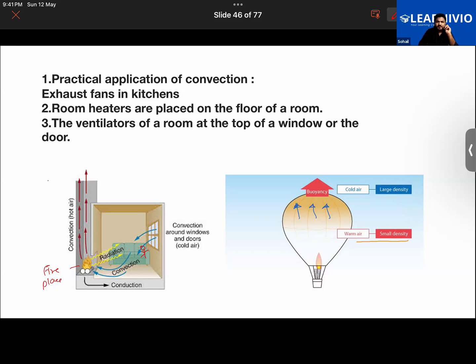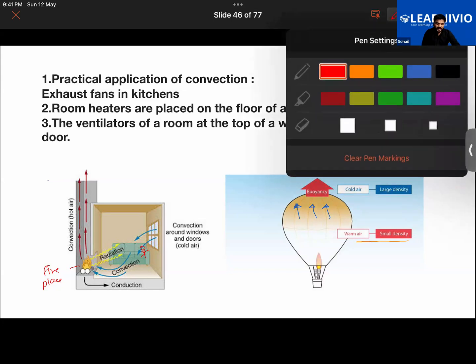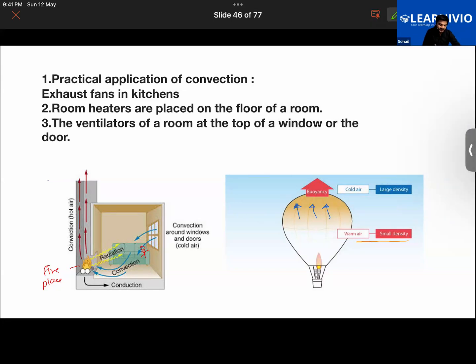Let's understand what are the practical applications of convection in our house. Some of the practical applications in a house are as follows, like exhaust fans in the kitchen. You know this, that warm air rises up. So that's why you see that exhaust fans in the kitchen or in the rooms are fitted at the top. Ventilators are also provided at the top.